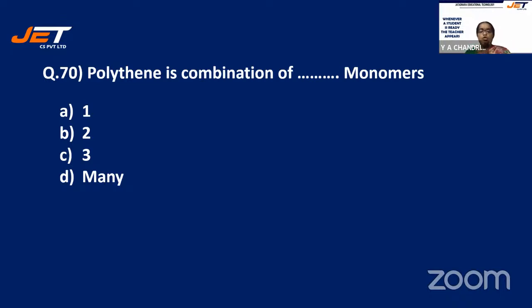Next one. Polythene is combination of dash monomers. One monomer, two monomer, three, many. Let us see, it is many monomers, not one or two. It is a combination of many monomers.